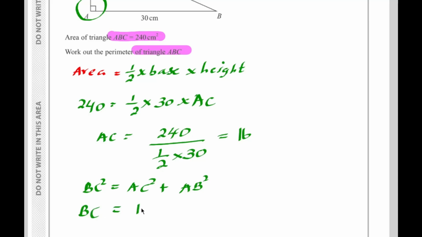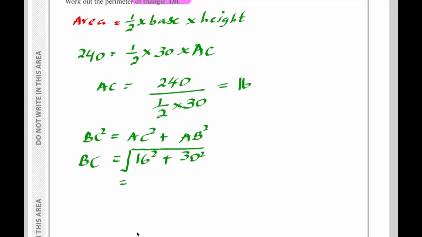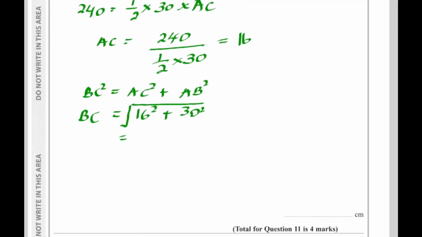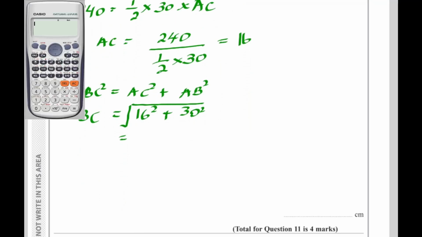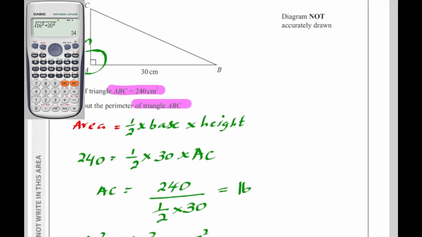We got AC as 16, so 16 squared, and AB we've been given as 30, so 30 squared. Need to get rid of the squared form, then root. Then the answer comes as root of 16 squared plus 30 squared equals 34. It is 34. Right, now we have all three sides: this is 16, this is 30, this is 34.